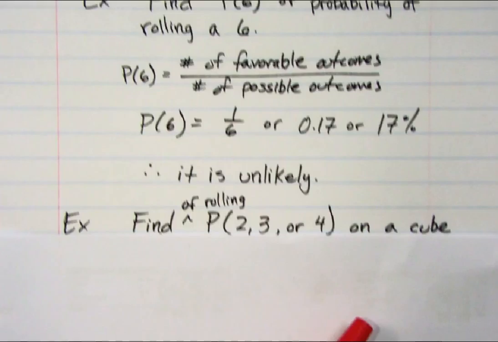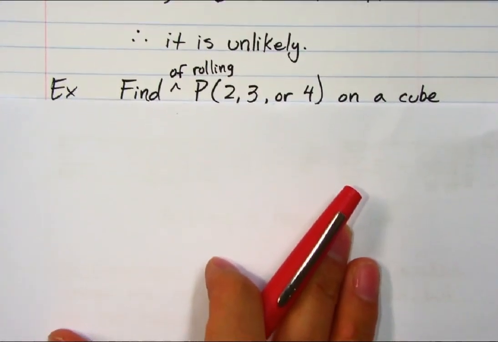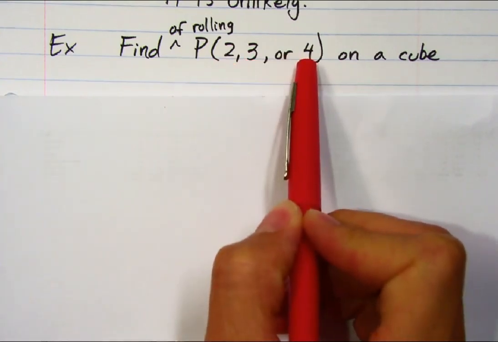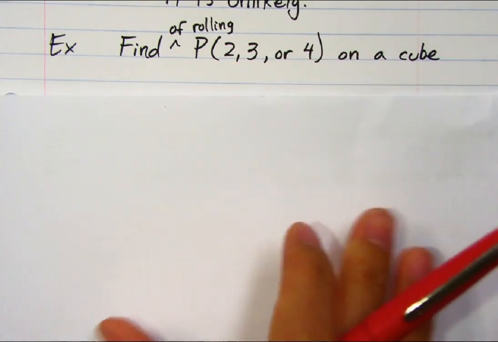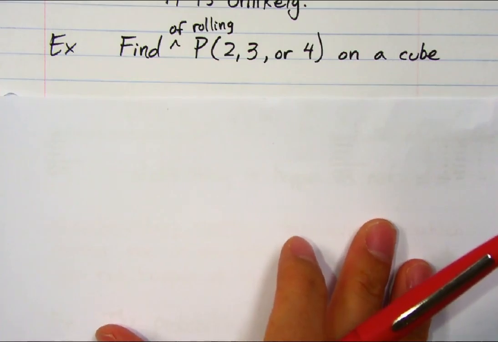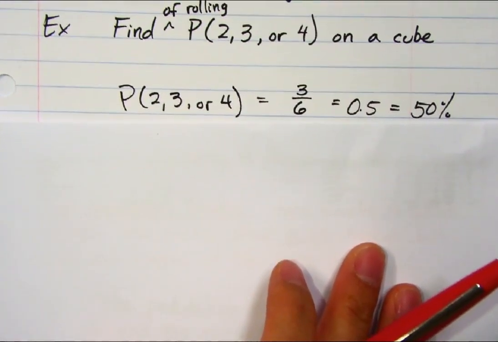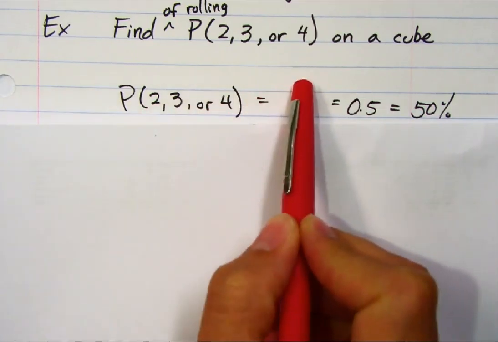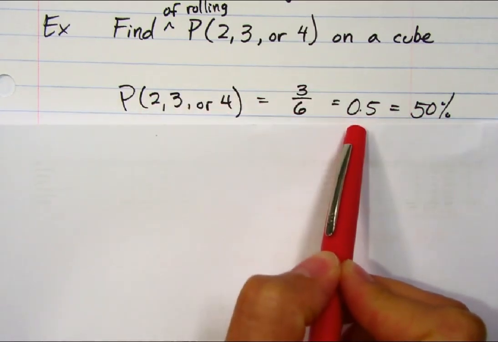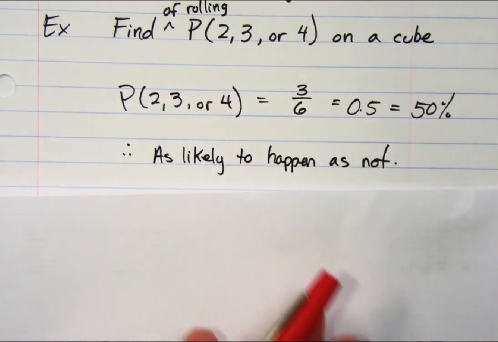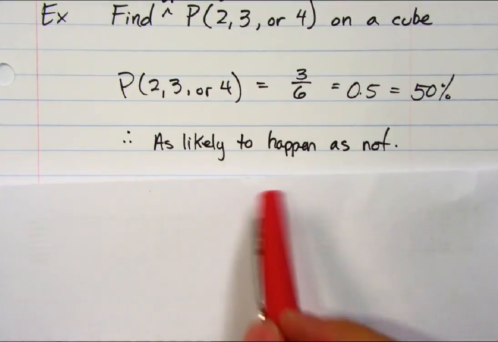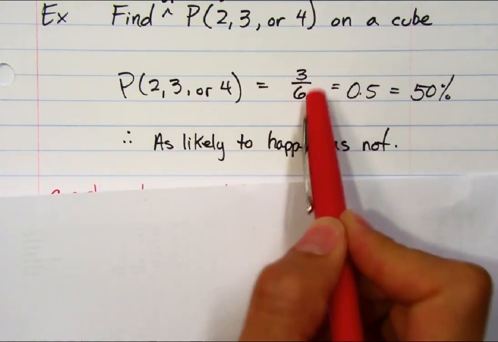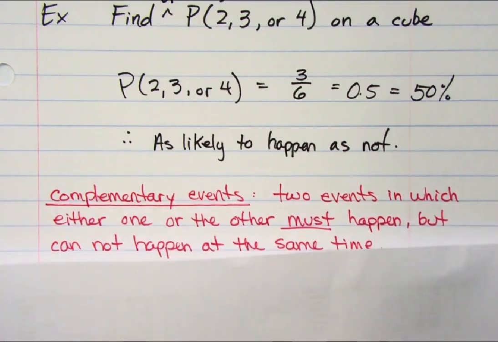Let's take a look at another one. What if I ask you, the same die, what's the probability of rolling a 2, a 3, or a 4 on a cube? On a die there. So if I'm going to roll that, there's 3 different numbers that I could choose from: 2, 3, or 4. So that's 3 out of 6, which is 0.5 or 50%. That's going to be as likely to happen as not. Pretty simple. What I'm looking for out of the total possible.